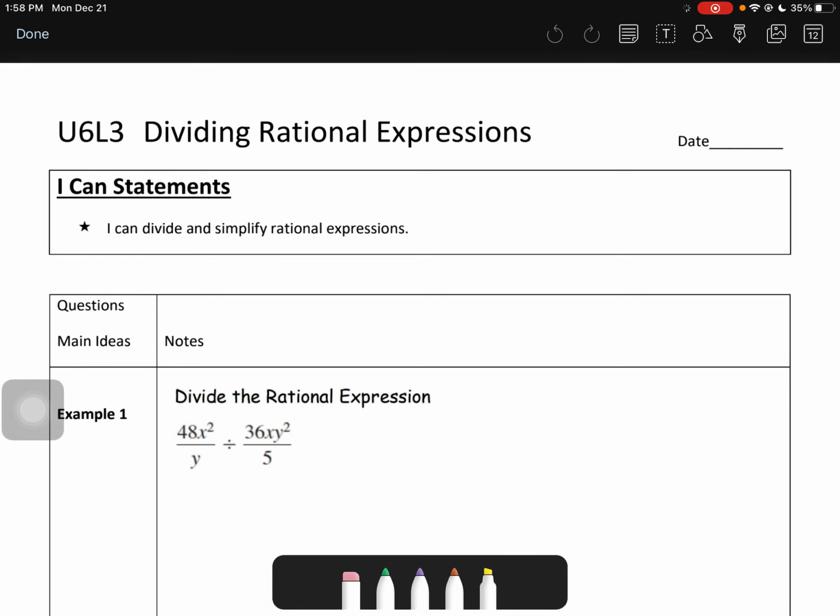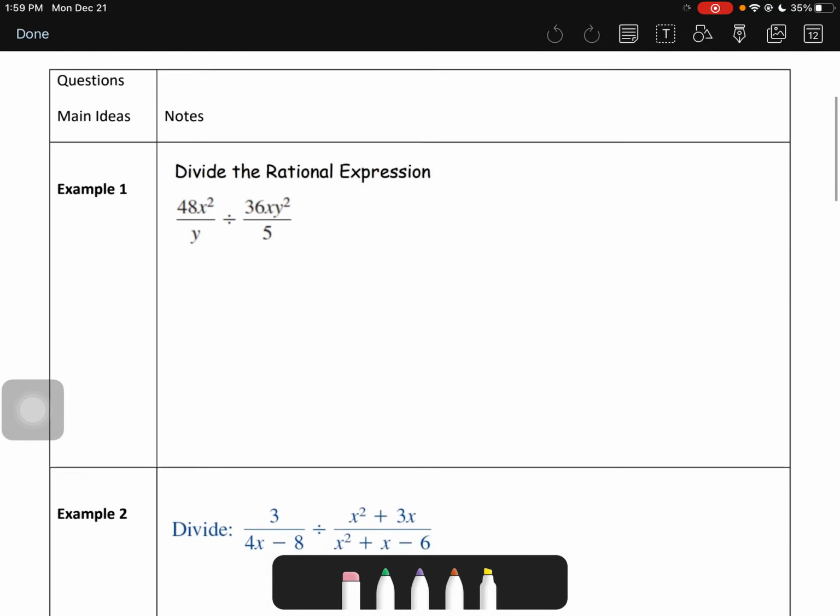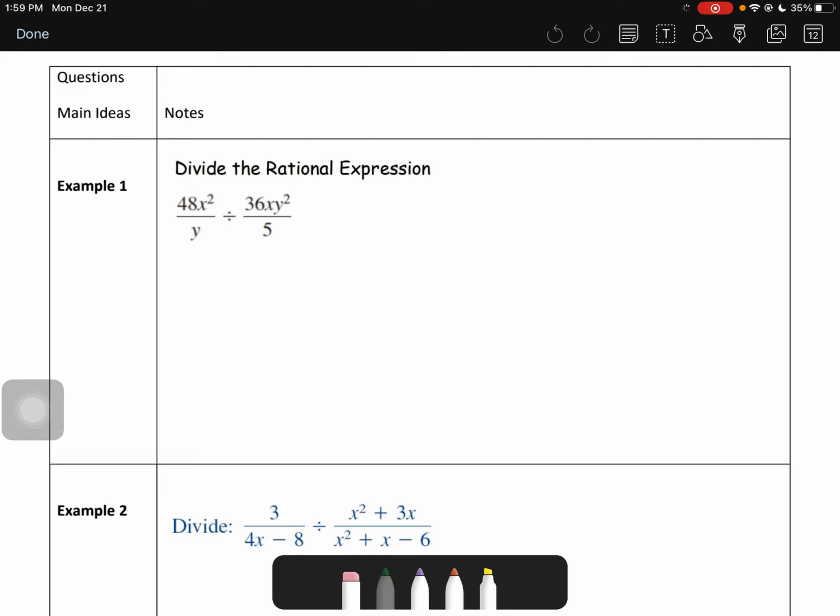In this lesson, we are going to be dividing rational expressions. This is the same, really, as multiplying, other than the fact you have to remember that when you're dividing, you keep the same first fraction or expression. We change to multiply, and then we do the reciprocal of the second fraction or expression. Then we follow the same rules as multiplying rational expressions.